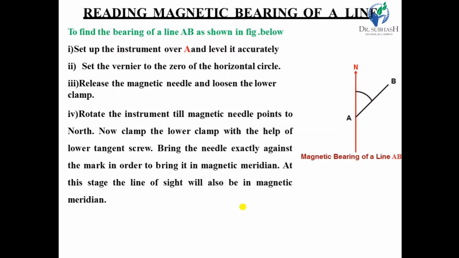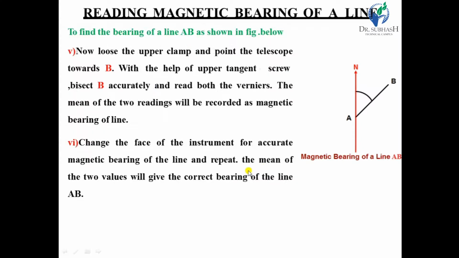Rotate the instrument till the magnetic needle points to north. Now clamp the lower clamp and use the lower tangent screw. Bring the needle exactly against the mark in order to bring it into the magnetic meridian. At this stage, the line of sight will also be in the magnetic meridian. Now loosen the upper clamp and point the telescope towards B with the help of the upper tangent screw. Bisect B accurately and read both verniers. The mean of the two readings will be recorded as the magnetic bearing of the line.